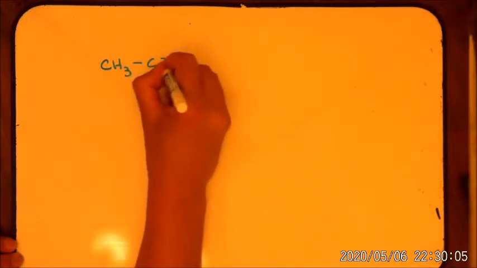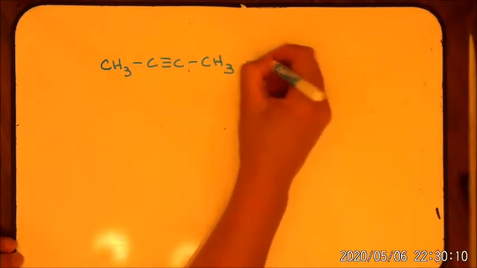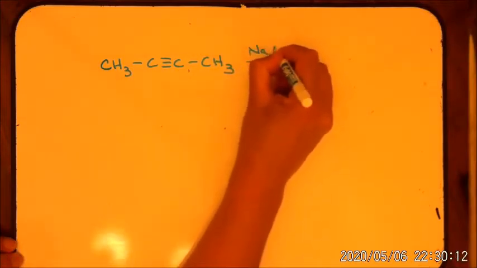So let's give you some examples now. Your examples are this. Let's take 2-butyne and react it with sodium metal and ammonia.